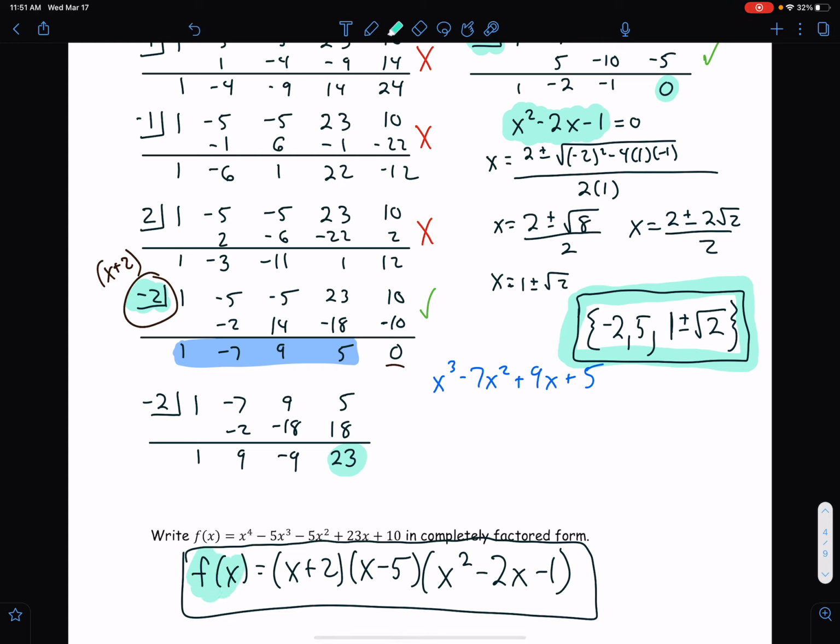Make sure you guys write equals f of x. If you don't do that, it's not an equation. It's not the completely factored form of the equation. So you need to write that.